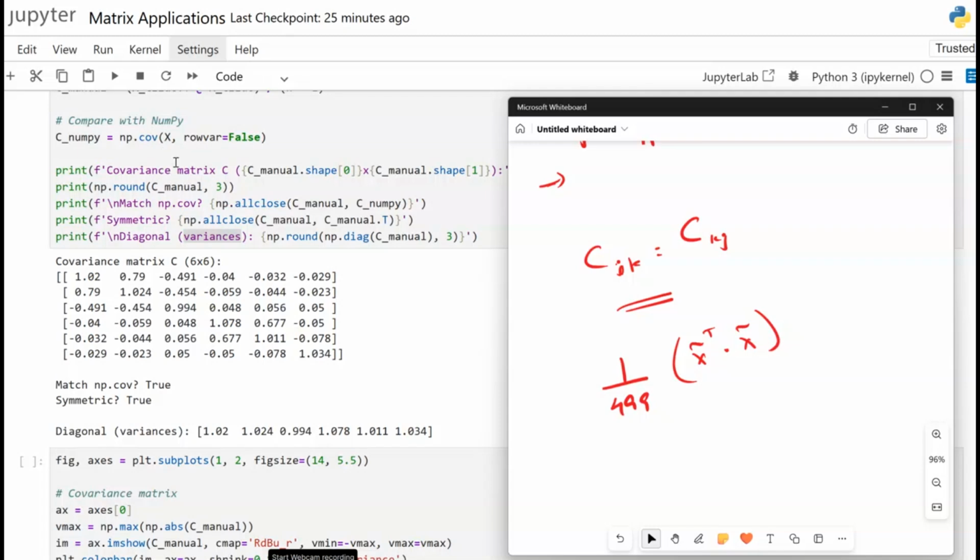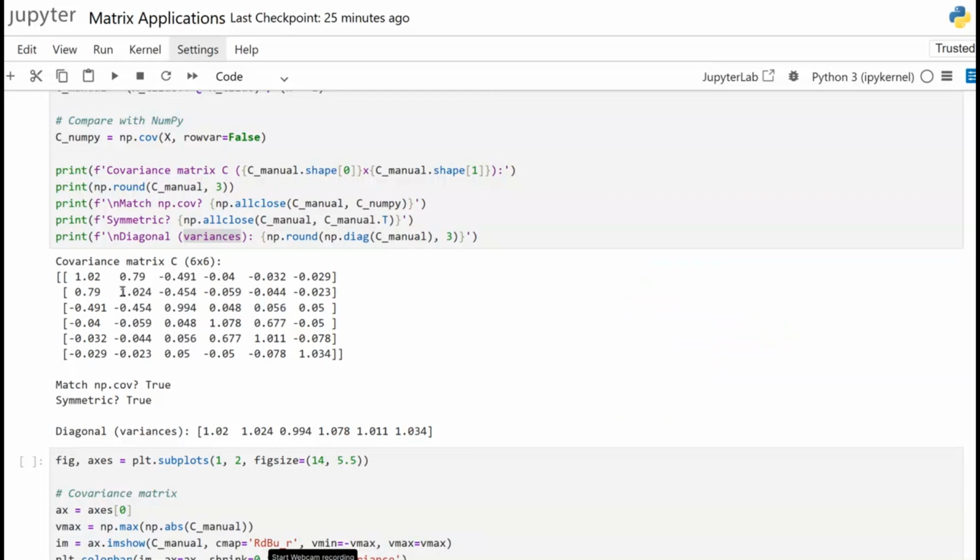Okay, to machine precision. And here this diagonal contains the variance of each feature. So this is the exact diagonal that contains the exact variances, the covariance of a variable with itself. And the off-diagonal elements, other than the diagonal, are the pairwise covariances.